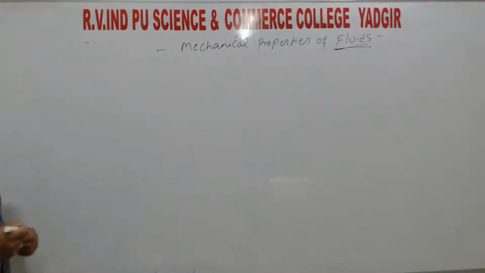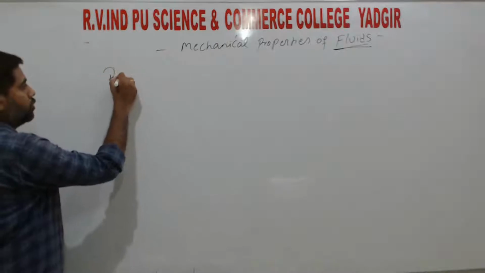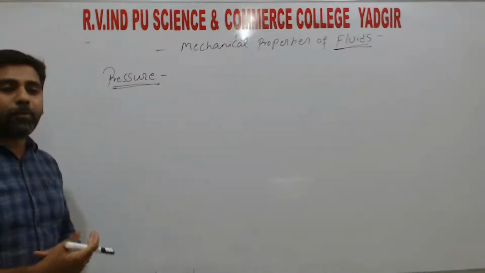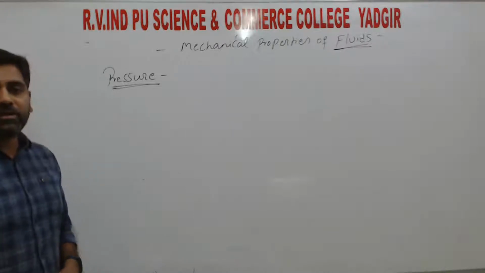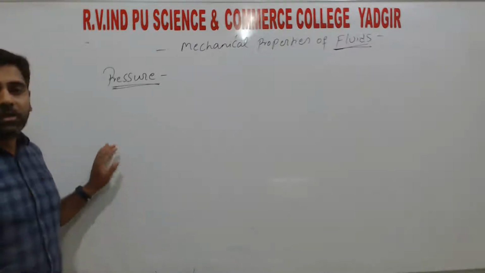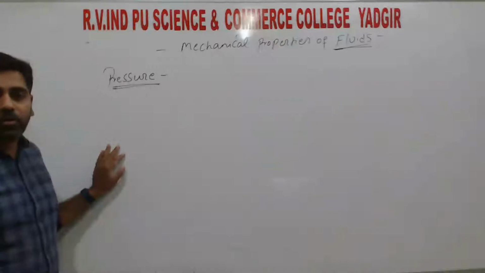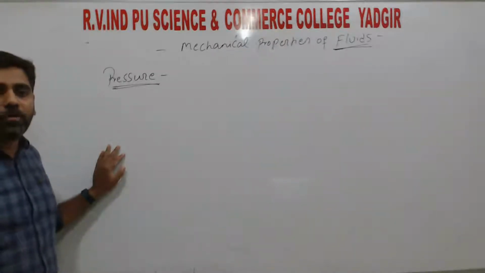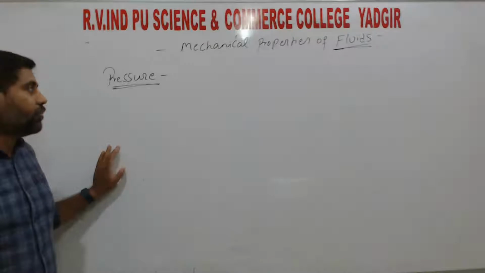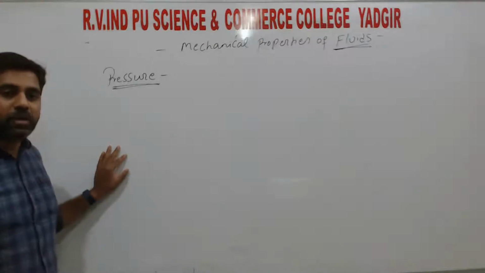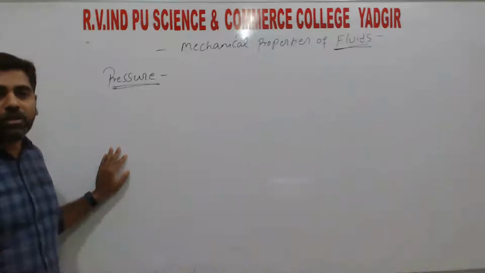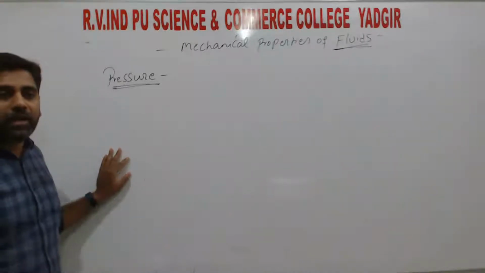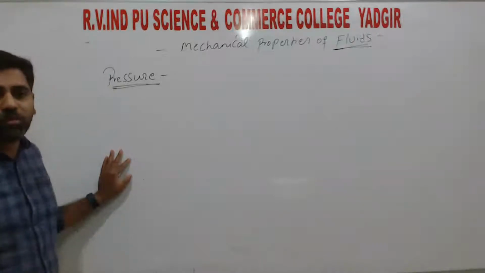Right? The force which is acting perpendicular or normal to the surface area, per unit area, right? So normally per unit surface area, that we call the pressure. In the last chapter we also discussed the force which is acting normally to the area of cross section, which we called the stress. So same here, we are going to discuss the pressure.